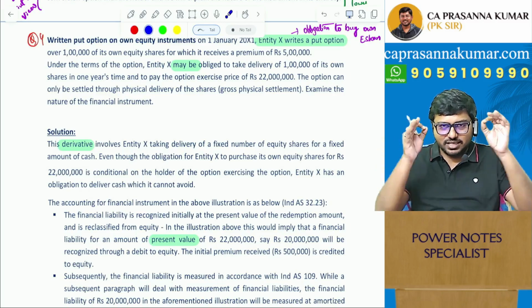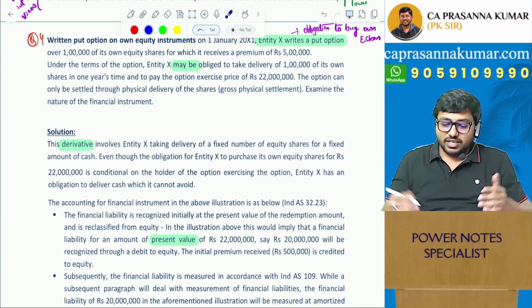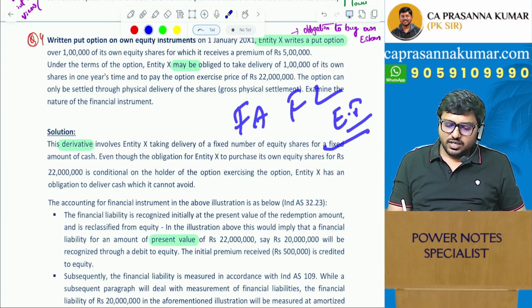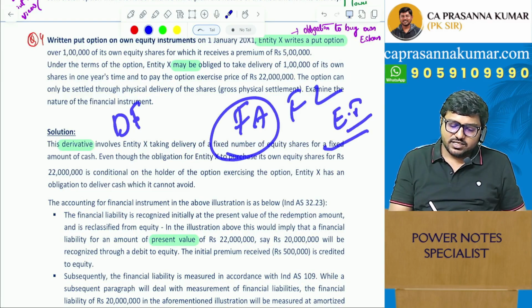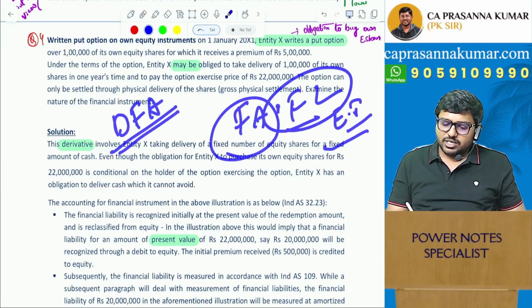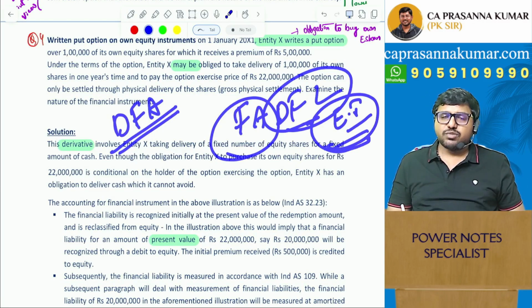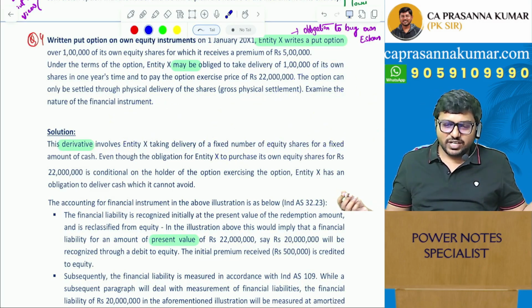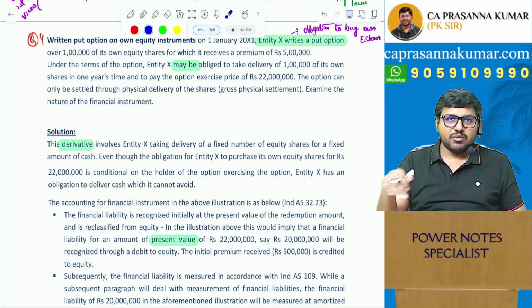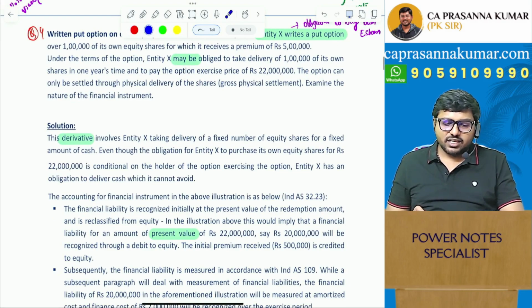So now tell me, is it a derivative first of all? First of all, it's a derivative. Then we will decide whether it's a financial asset or a financial liability or an equity instrument. If it is a financial asset, then it will be referred to as DFA. DFA means what? Derivative financial asset. If it is a financial liability, then it will be DFL. DFL means what? Derivative financial liability. If it is an equity instrument, then we'll say DEI. It's a derivative equity instrument. You understand the point? First of all, it's a derivative. Whether it's a financial asset or financial liability or equity instrument, we'll see later. Is that clear till here?